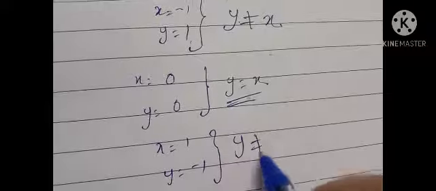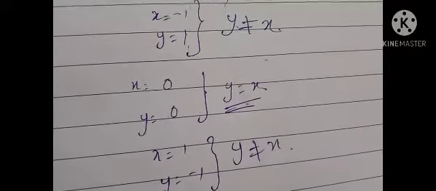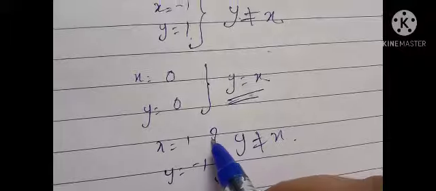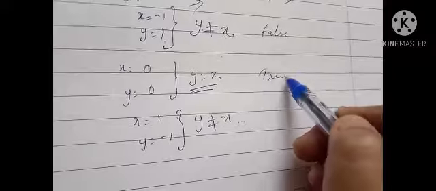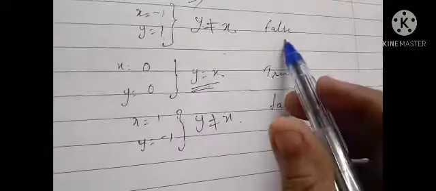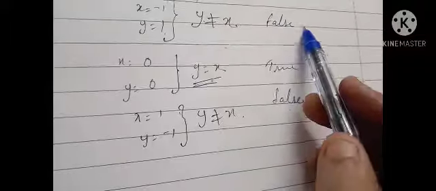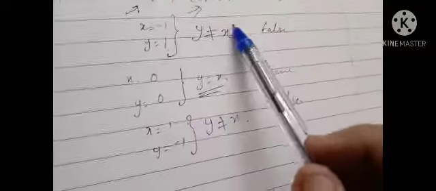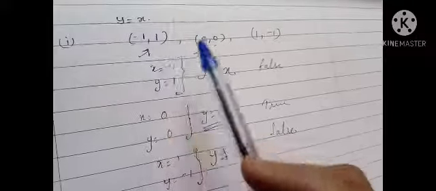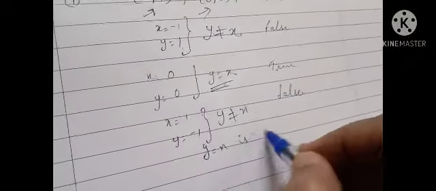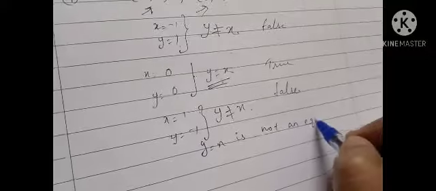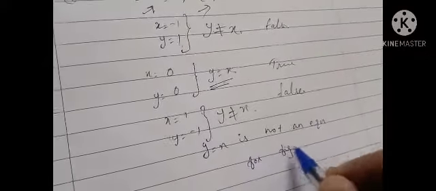Here also y is not equal x. That means that equation is not true for this solution. Thus it is false. For the second one it is true. For the third one it is false. If all three are true, then only we can say that this is the equation for the graph. So here not all three are true. So y equal x is not an equation for figure A. Okay, this is the conclusion.